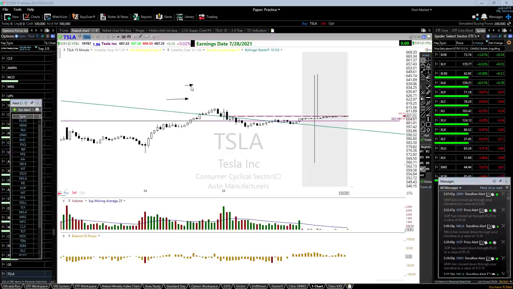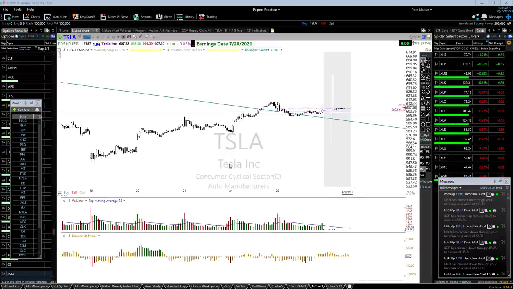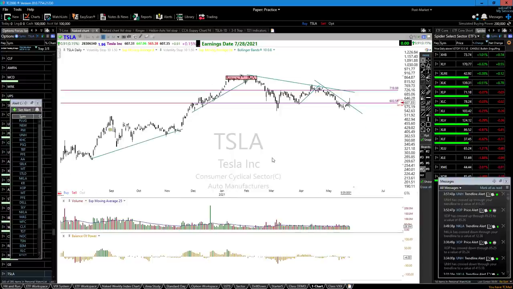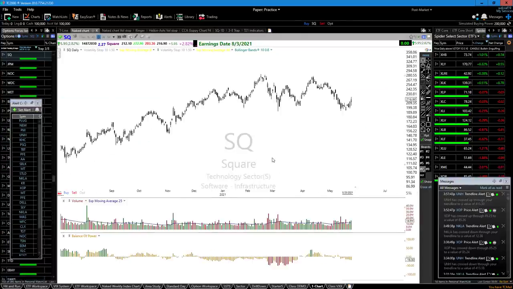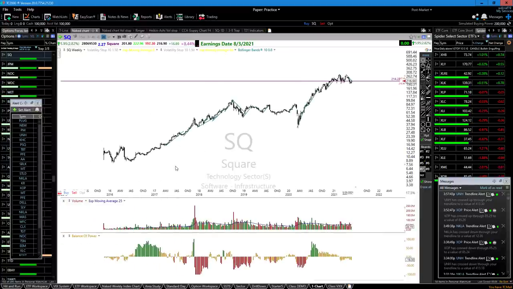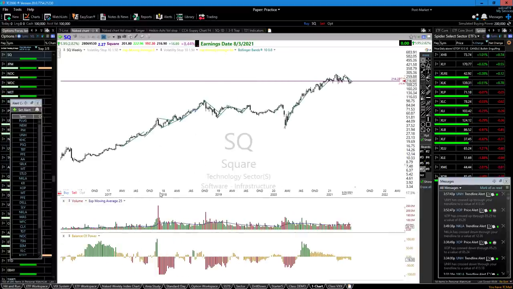That's correct. Follow the trend as long as the trend exists. Follow the trend. You can always get back into a trade. Okay, take a look at a stock like SQ. Here's a weekly chart. How many opportunities were there to make money in this chart? Over and over and over again. This chart gave people money.